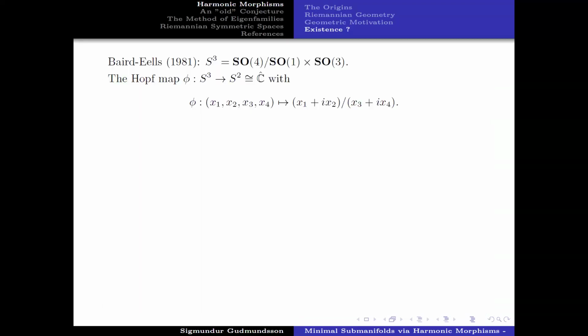Now, Baird and Eells started thinking about this after Fuglede and Ishihara. They found this map here, which is the Hopf map, which we all know, from S3 to S2. It's globally defined. It's beautiful.